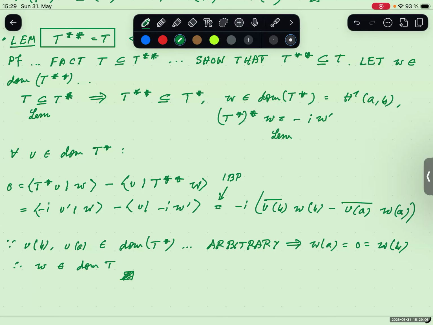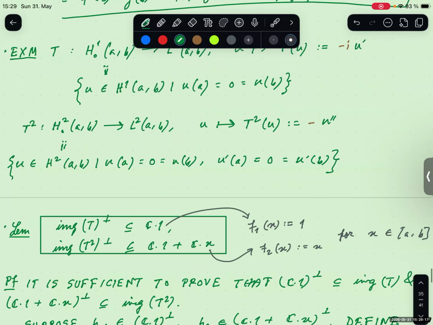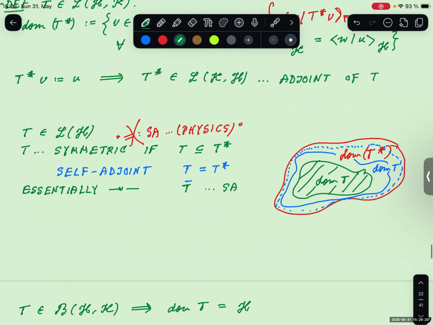Very nice. And now we want to prove self-adjoint. In fact, we can prove a bit more. Remember, we had three things: symmetric, self-adjoint, and essentially self-adjoint. Let's write it in terms of equations. So now we will see that this is not only self-adjoint, rather this is essentially self-adjoint.